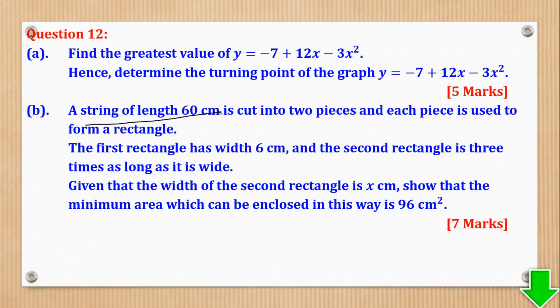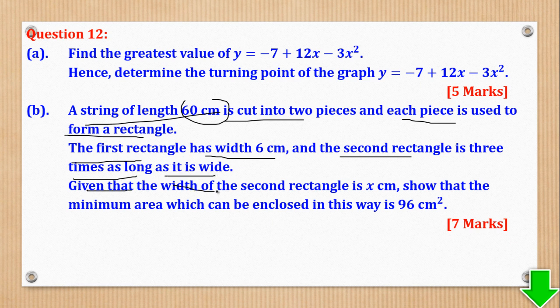Part B says a string of length 60 centimeters is cut into 2 pieces, and each piece is used to form a rectangle. The first rectangle has width 6 centimeters, and the second rectangle is 3 times as long as it is wide. Given that the width of the second rectangle is x, show that the minimum area which can be enclosed in this way is 96 centimeters squared.